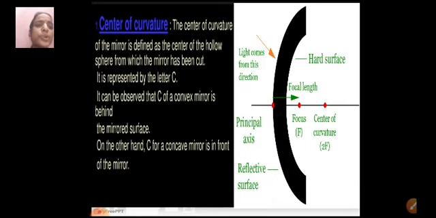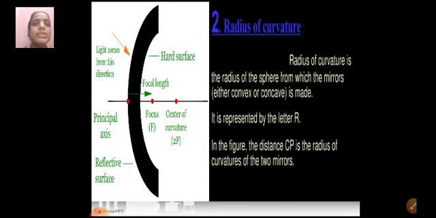Now let us move on to the different terms. First of all, we have the center of curvature. The center of curvature of the mirror is defined as the center of the hollow sphere from which the mirror has been cut. It is represented by the letter C. C of a convex mirror is behind the mirrored surface. On the other hand, C for a concave mirror is in front of the mirror. As I have told you, curved mirrors are a part of a sphere, so the center of the sphere from which the mirror has been taken is the center of curvature.